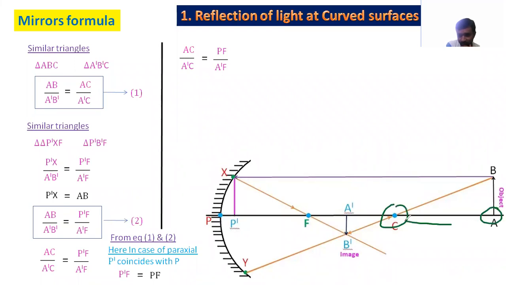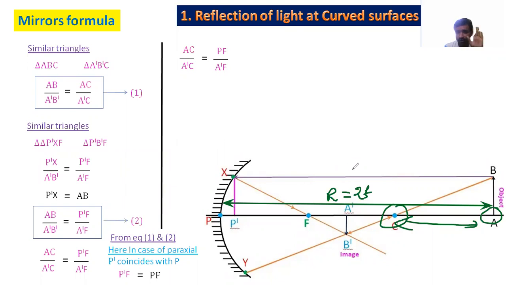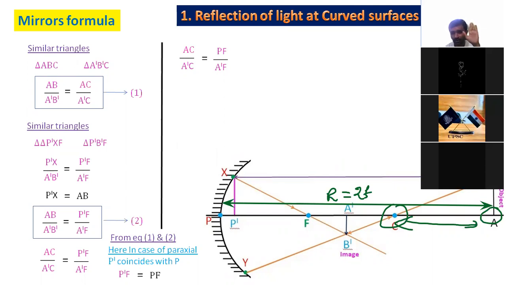I don't know this gap. But I know the total distance from pole to the center. Pole to the center is radius of curvature, that is capital R. That equal to, we know by the relation, 2F. Are you clear? PC equal to, I know. PC is the gap between the pole to the center of curvature. Right?